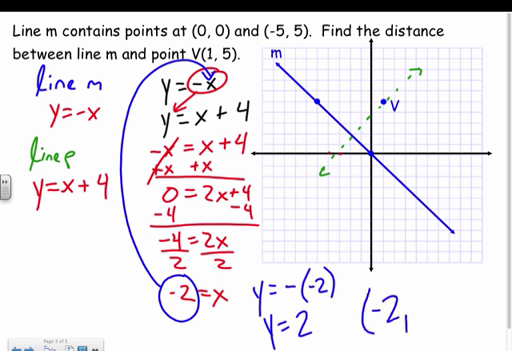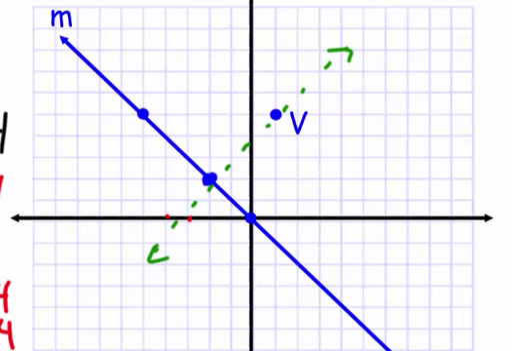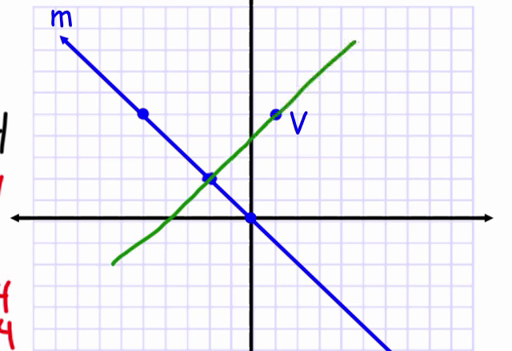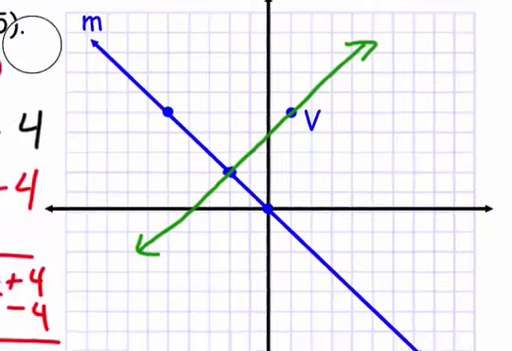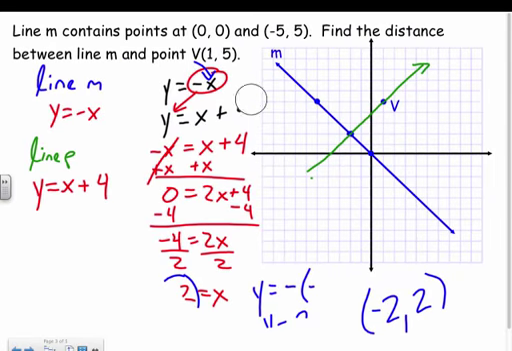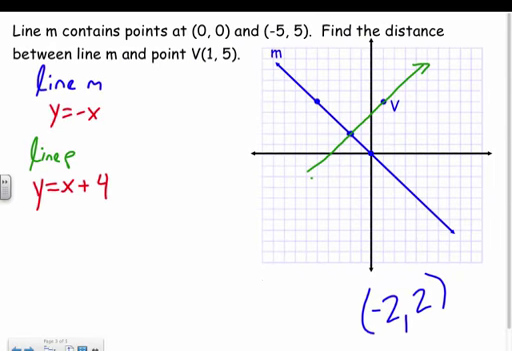-2 for x, 2 for y. So I'm going to graph that. So it's right here, my point of intersection. So I was pretty close on my estimate. So let me get rid of that line that I attempted to draw. So it's actually going through there. So now I have the point of intersection, so I can find the distance between these 2 points. Isn't that what we're looking for, the distance between the point and the line?